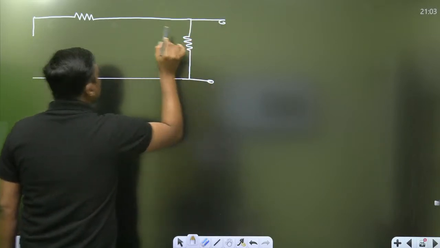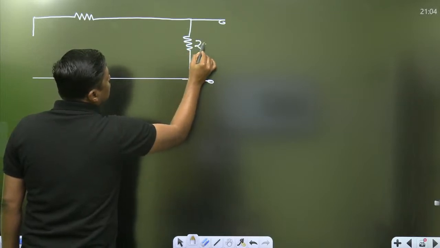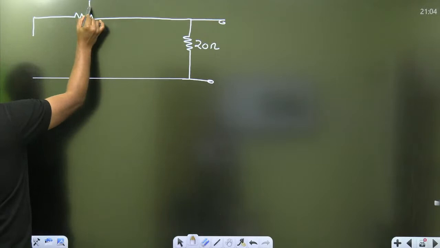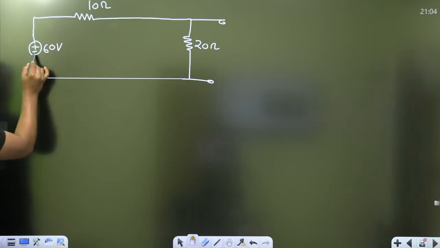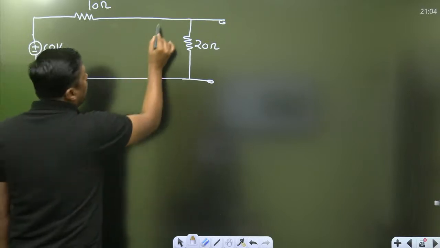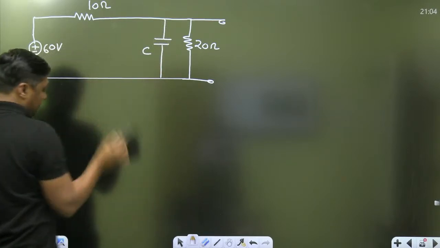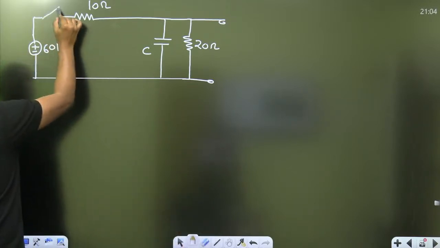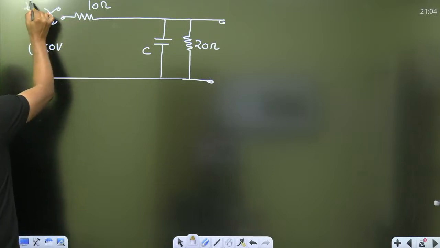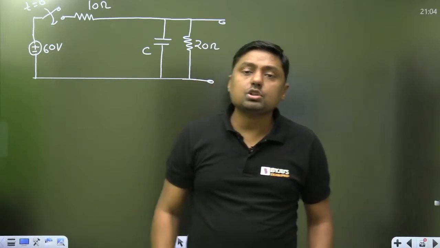Let these be the values. This is the 20 ohm resistor. Let this be the 10 ohm resistor. Here I am connecting a 60 volt battery. One capacitor is connected here, let this be the C. Tell me, exactly at t equal to 0, the switch is closed. Everyone, exactly at t equal to 0, the switch is closed.